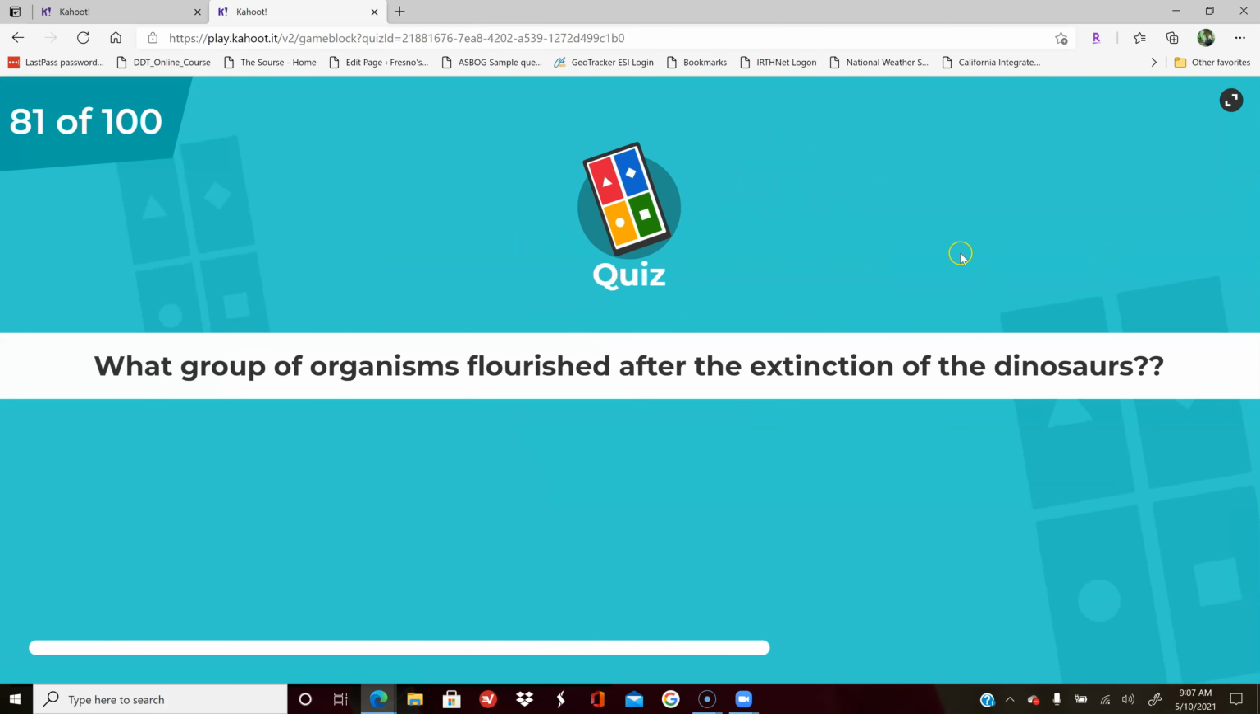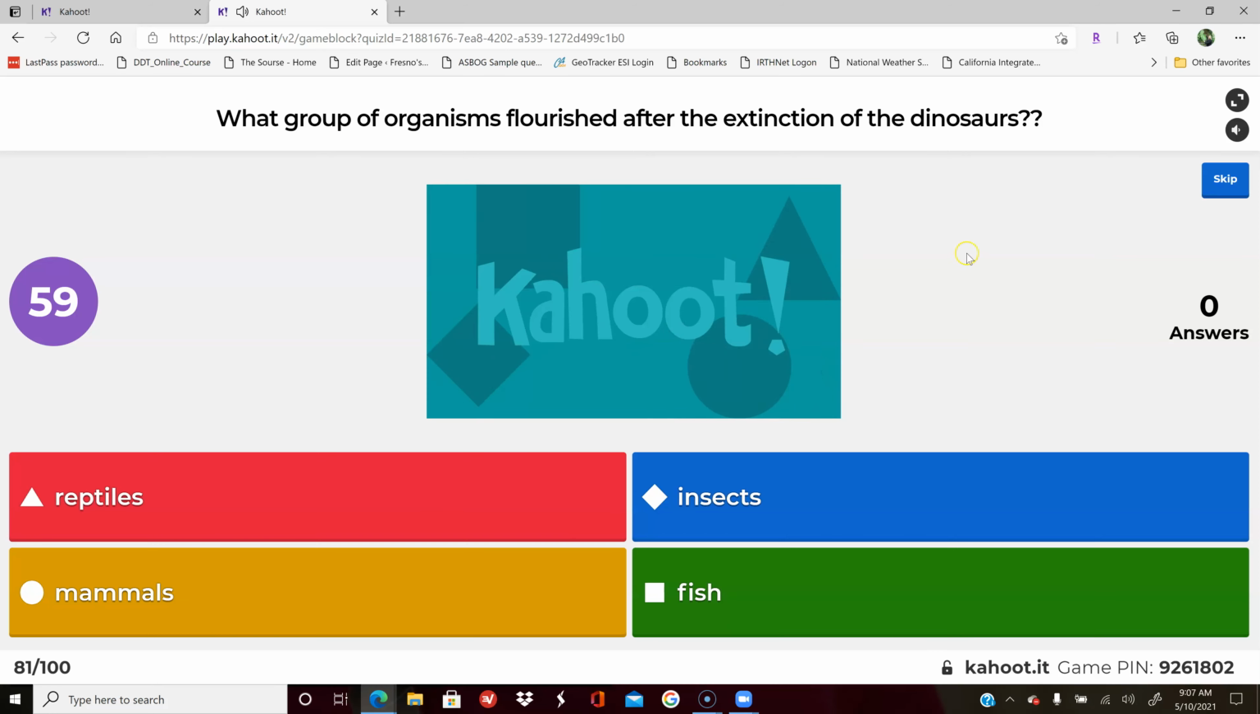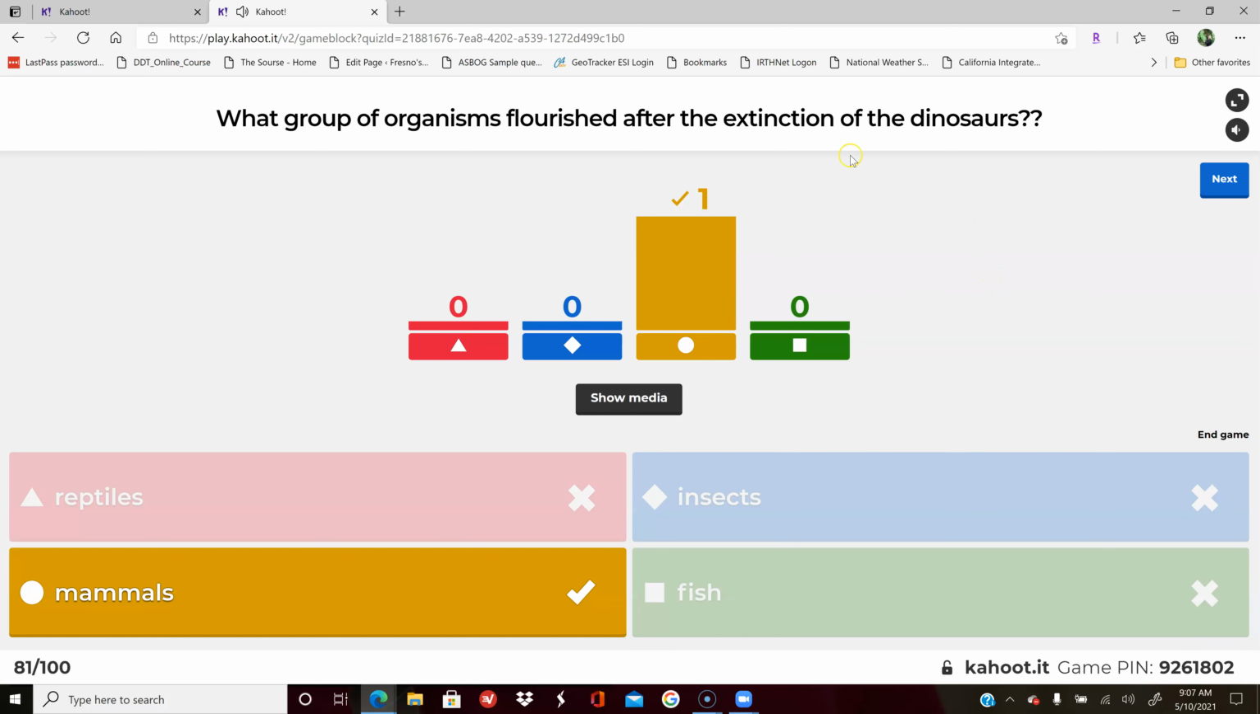What group of organisms flourished after the extinction of the dinosaurs? Reptiles, insects, mammals, or fish? Mammals, that would be us. We flourished after the extinction of the dinosaurs.